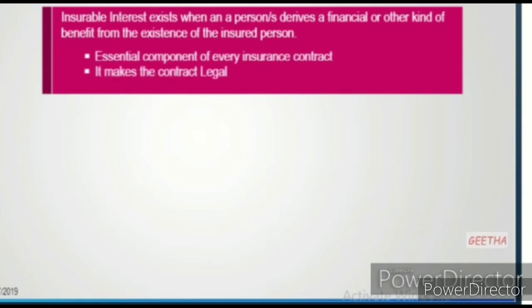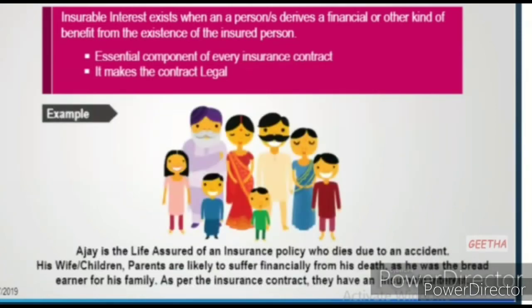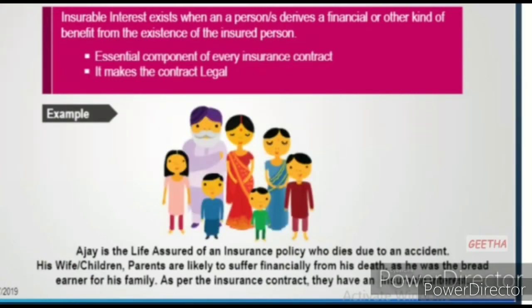Let us understand this with the help of the example of Mr. Ajay. Ajay is insured with one of the life insurance companies, and he dies due to an accident. His wife, children, and parents are likely to suffer financially from his death, as he was the bread earner for his family. As per the insurance contract, they have an insurable interest.